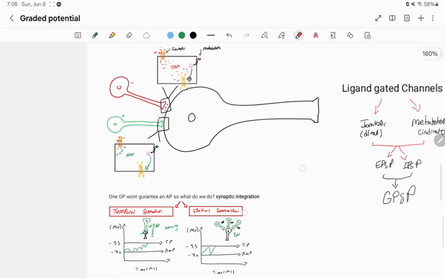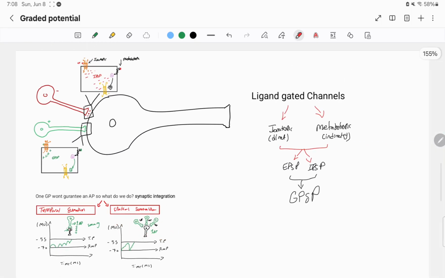Remember, the whole point of this is to demonstrate that one graded potential will never be enough to get us an action potential. We have to sum them on top of one another, add them on top of one another. We can do that with either temporal summation or spatial summation.